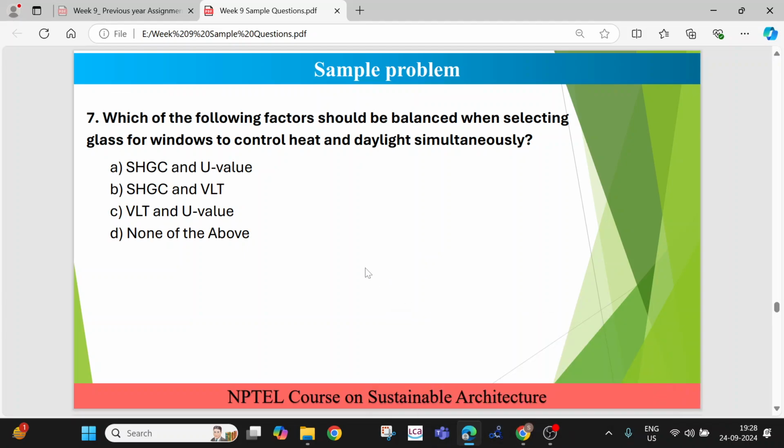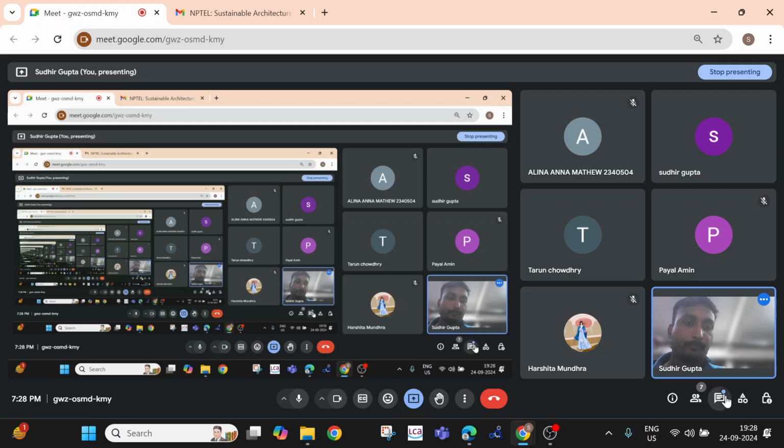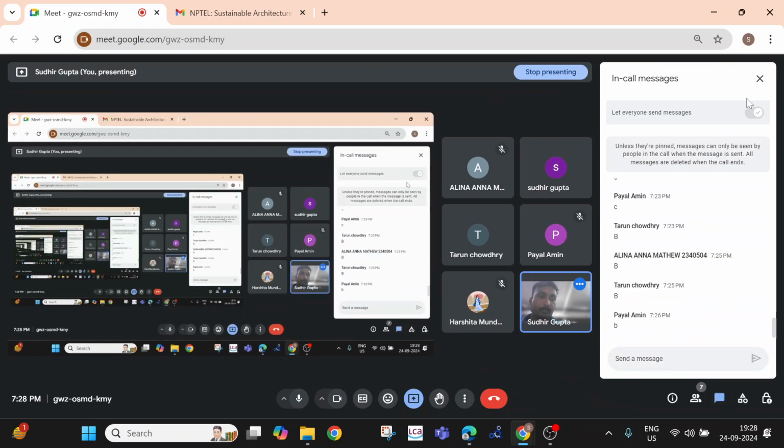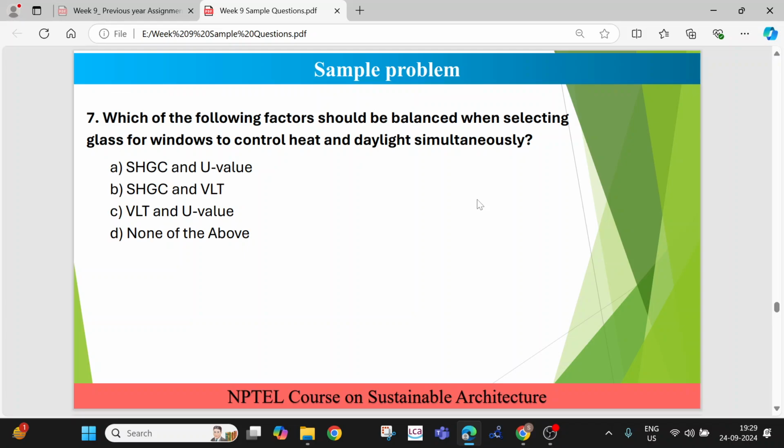I think we have already discussed this one in some of the problem solving sessions. If you allow more light or heat to enter, then it will not be good. So you have to maintain a balance between both of them, light as well as heat. So which property would you be choosing or focusing on? B. Okay, so all of you have answered option B, and B is the right answer.